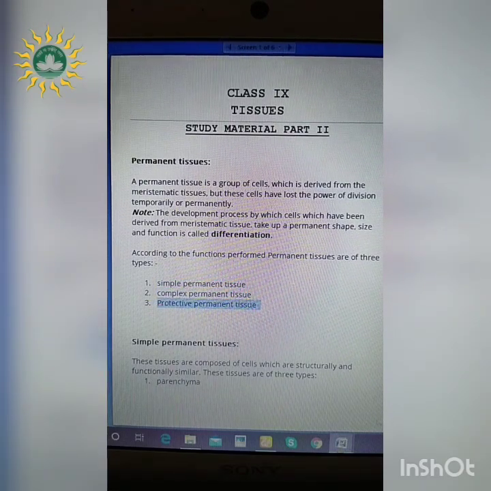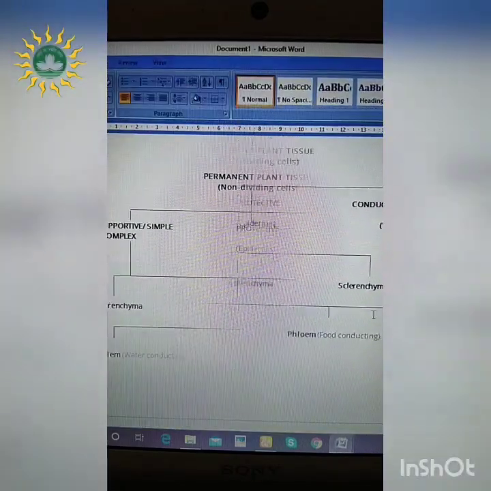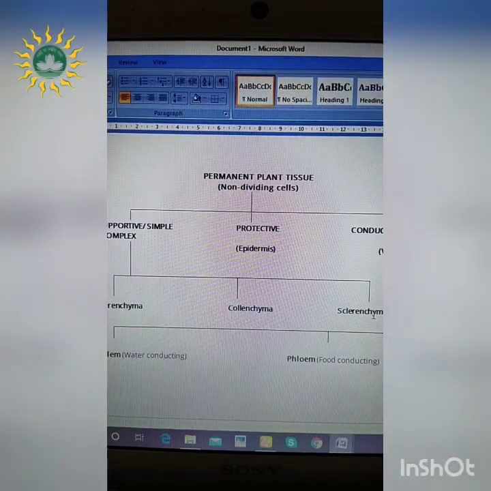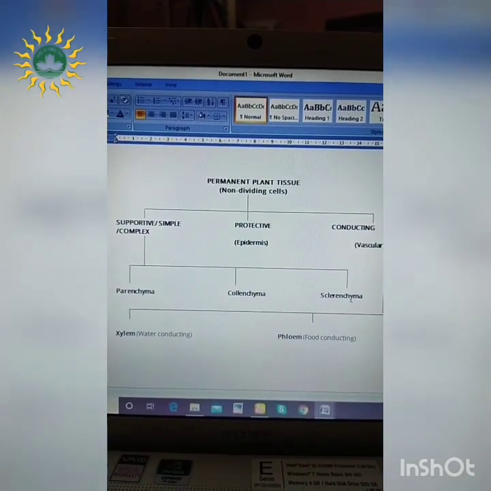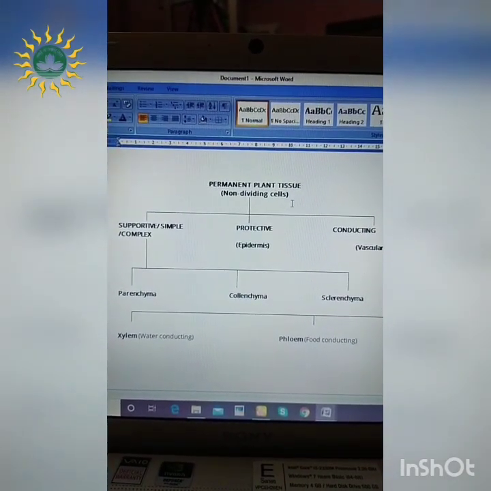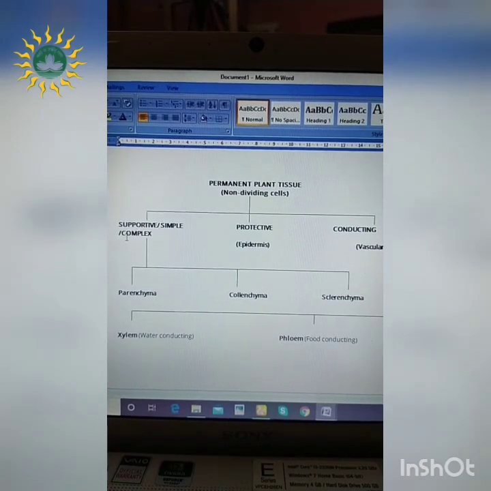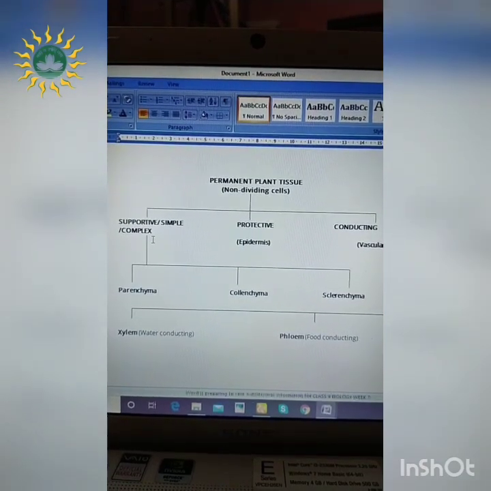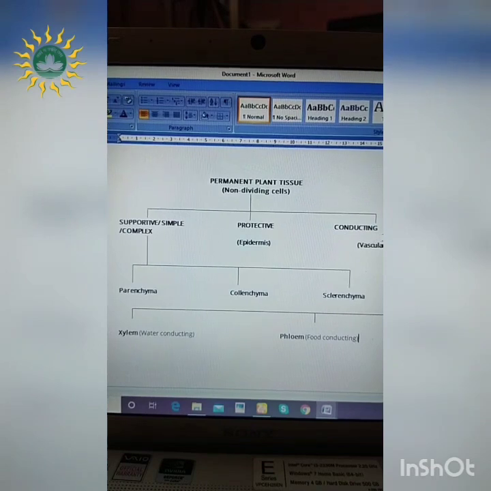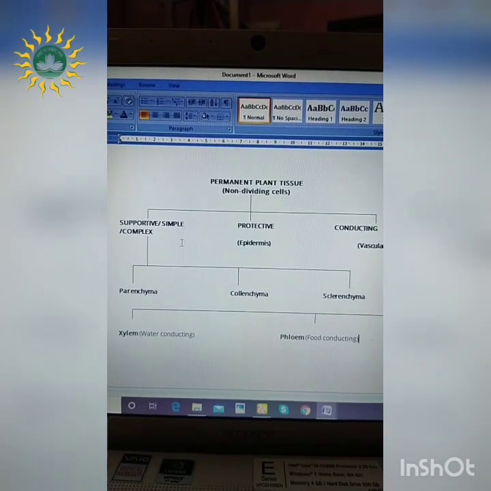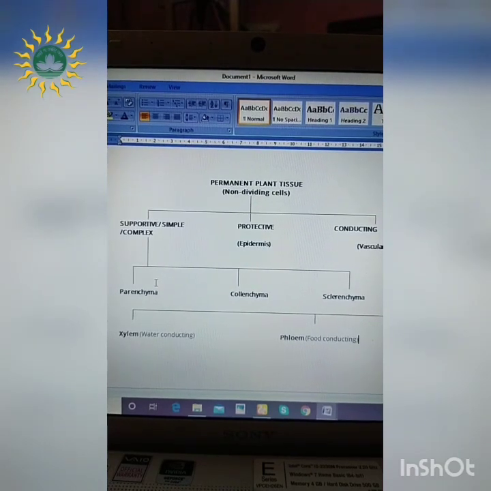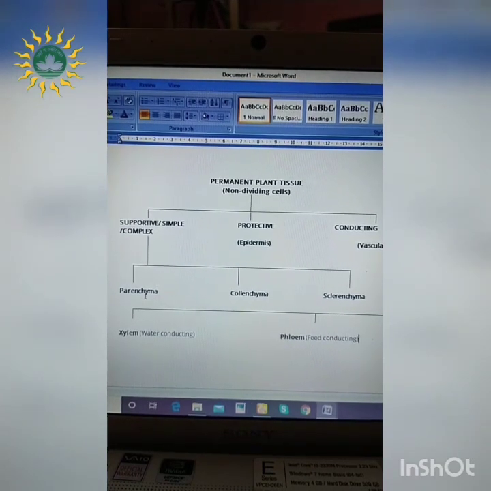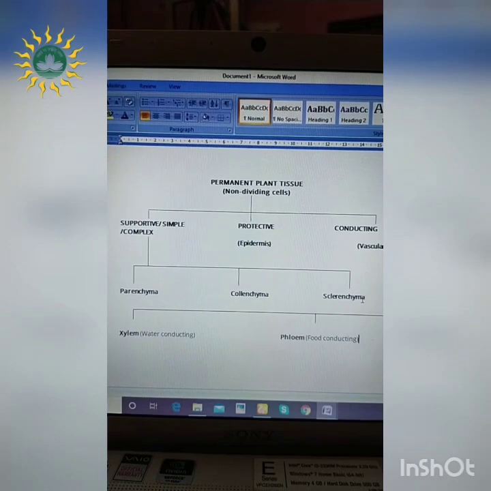So I will just show you one chart. Here, I think it is visible to everybody. This permanent plant tissue consists of non-dividing cells, which are of three kinds: supportive or simple, then protective and conductive. The simple permanent tissue consists of three types. What are those? Parenchyma, collenchyma and sclerenchyma.